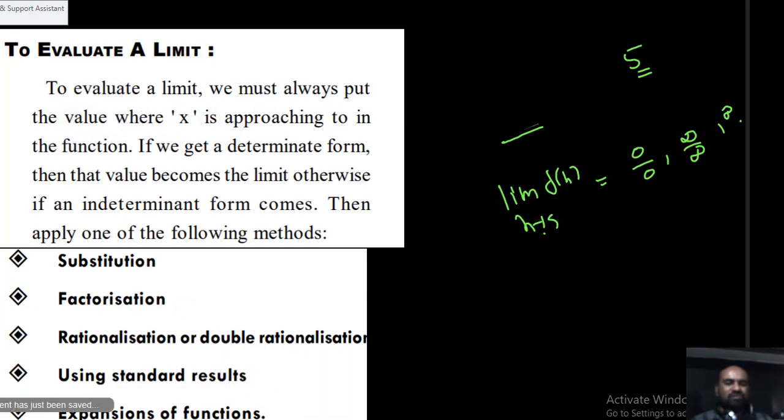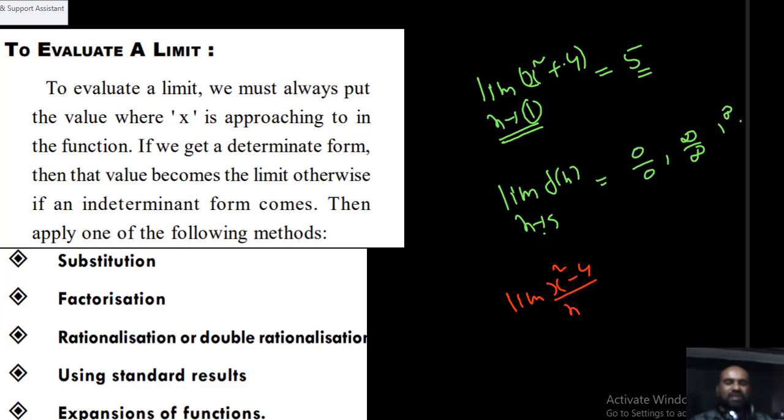So I will show you, students, one example here. Find the limiting value of x square minus 4 by x minus 2 where x is tending to 2. Put x equal to 2. What happened? 4 minus 4 by 2 minus 2, that is 0 by 0 form, an indeterminate form. So by using direct substitution, you can't find the limiting value of that. By using either factorization, rationalization, a standard result, or expansion of function, you can find the limits.